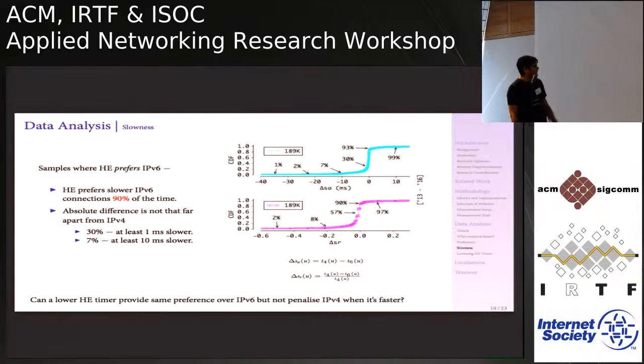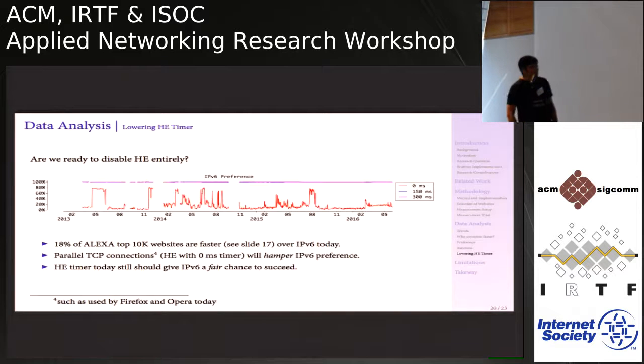So in 30% of the cases, V6 is at most 1 millisecond slower. In 7% of the cases, it is at least 10 milliseconds slower. So the difference is not that huge, but still, V6 is being preferred, even though V4 can be a little bit faster. Okay, so then we started asking this question: can we lower the timer value without penalizing the V6 preference? So next slide, please.